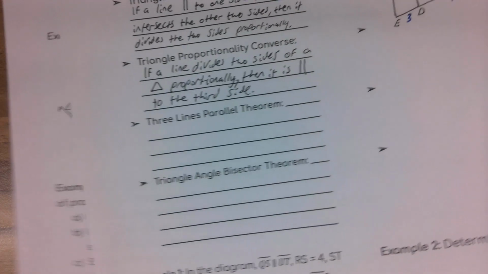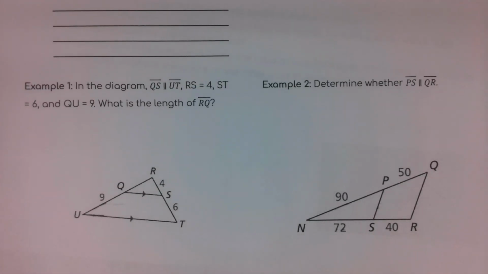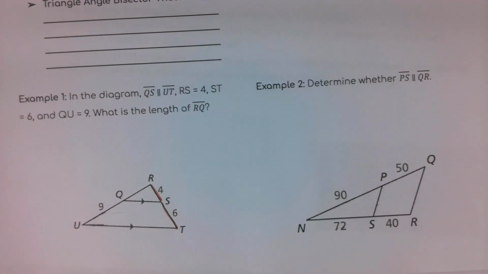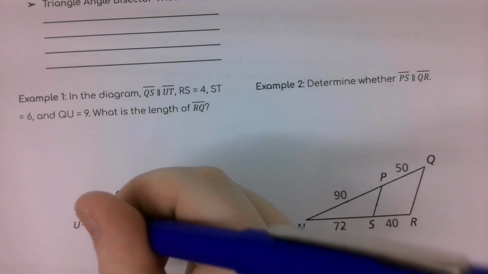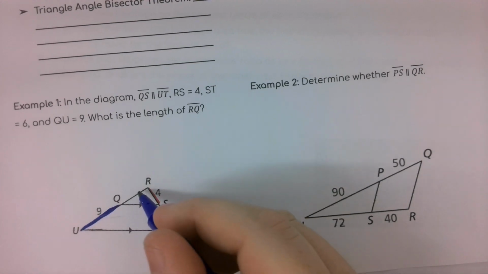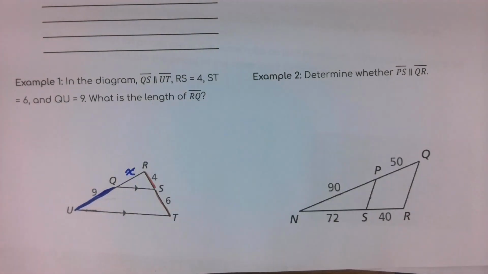Let's take a look at examples 1 and 2. So example 1, we are comparing the different lengths of this set of two triangles here. It really is one triangle that is split up a little bit. That said, we can actually go through and do this. We are told that RS is 4, ST is 6. We are told that QU is 9. We are not told what RQ is, and we really need to find that length. Let's call this one length X.